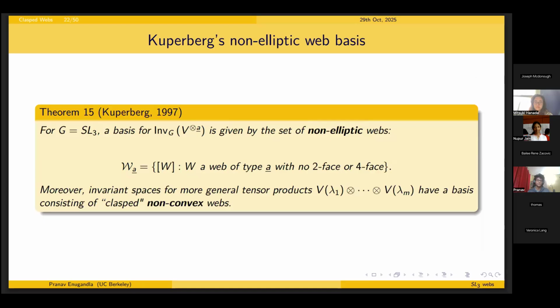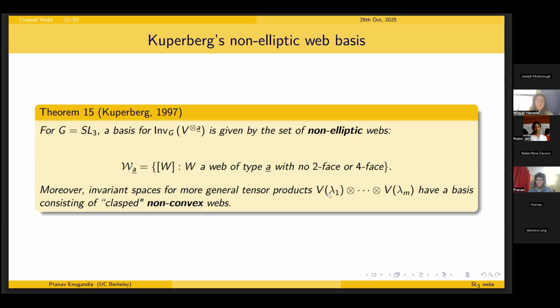Okay, so Kuperberg's main theorem was, if you want a basis for SL3 invariants, what you're supposed to do is look at all the webs, so all planar tensor diagrams, but then you only look at those which don't have a two face, so you don't have a bigon or a square. As long as you avoid both of these, the list of all the webs that don't have a bigon or a four face are going to form a basis for your tensor power. He also has a condition called non-convexity, and then he talks about more general tensor products.